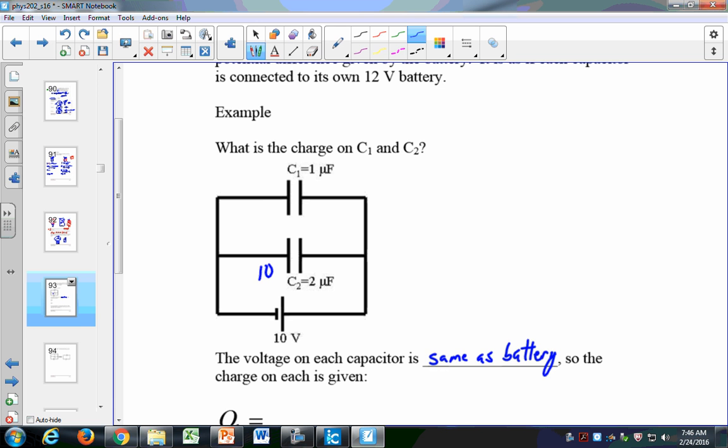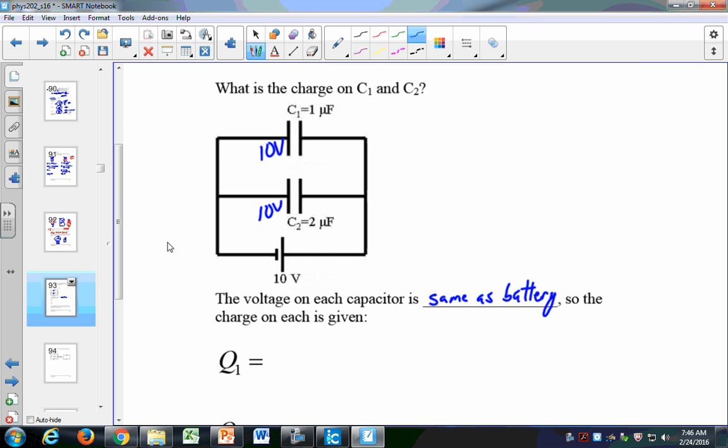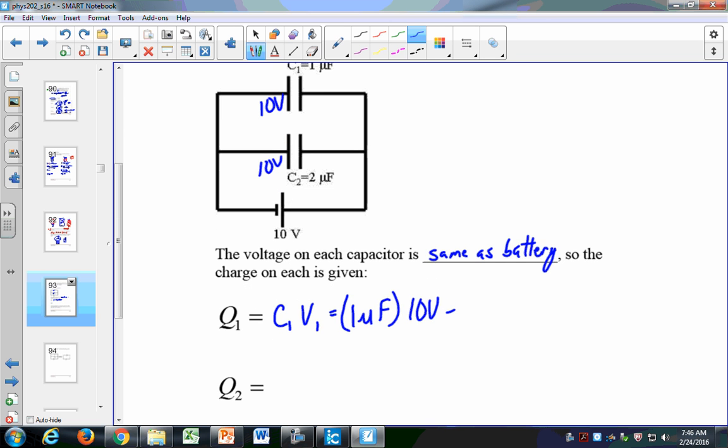So I'm going to have 10 volts here and 10 volts here. And then if I want to find Q1, Q1 is going to be C1 times V1. That's going to be 1 microfarad times 10 volts, so that'll be 10 microcoulombs. Notice how I carried my micro through there, so I don't have to convert to SI units. I could just carry it through.